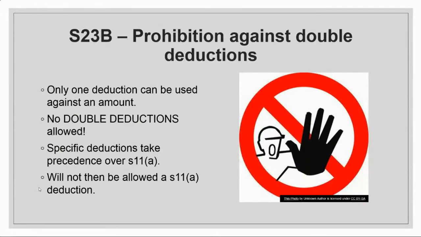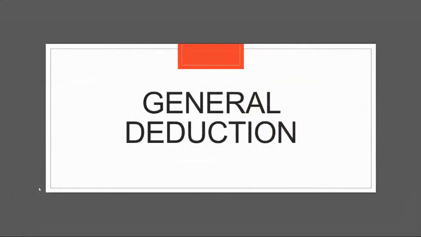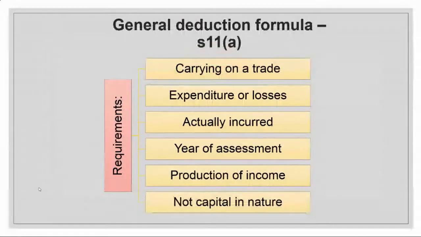Now, why do we have section 23B? It says you can only deduct something once. You're not allowed to deduct it multiple times under multiple sections. So normally what happens, you first start with the specific deductions, and if it does not fall under one of those, then you go to section 11A for that deduction. Now, we're going to start with your general deduction in terms of your deduction formula.